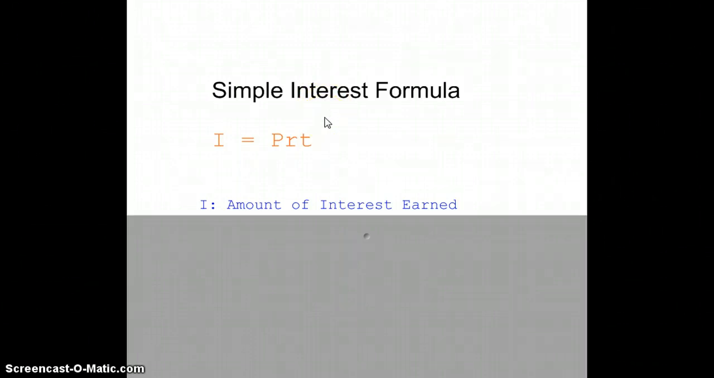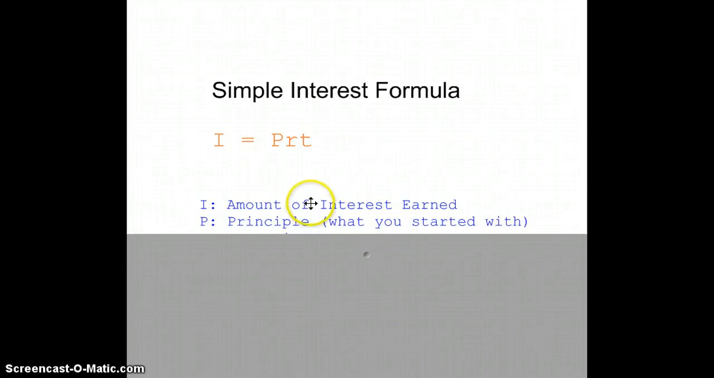We like a lot of interest. That's good. That's money we're making. Okay. P is the principal, or what we've started with. Right. So if I say, hey, I invested $100, $100 would be my principal.